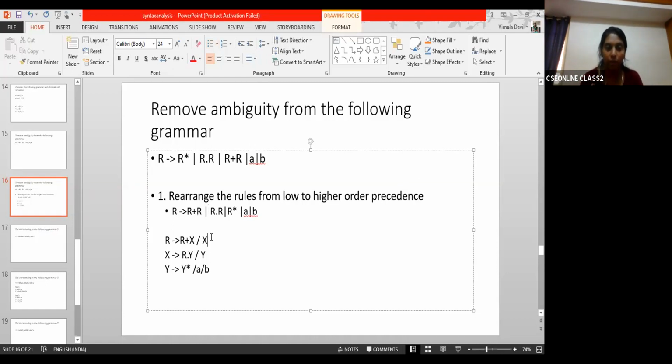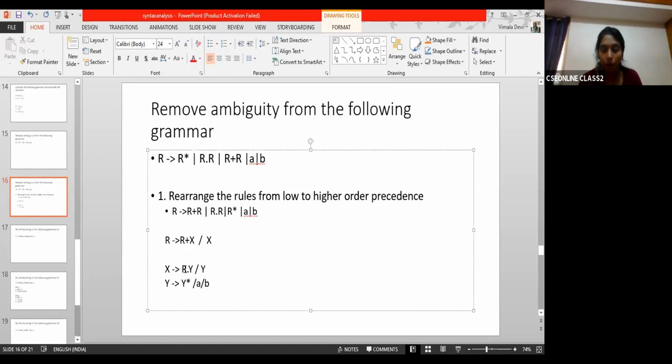So that is what we are doing in the first rule here. R derives R, left recursive, plus, and you give a new name to the variable on the other side. Instead of R, here I have given X. R derives R plus X. So that is the first rule. We made the first rule left recursive, right? Next, R can be replaced by X.